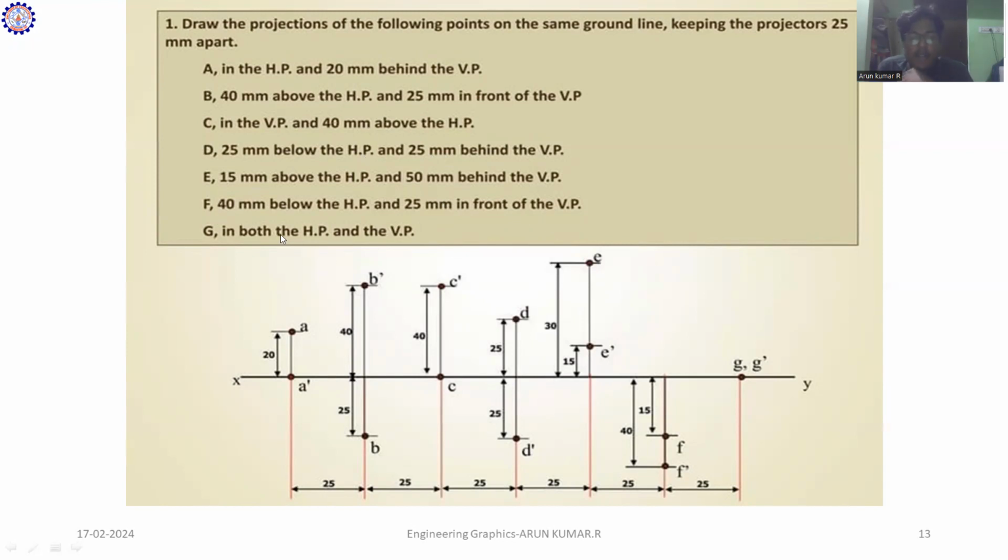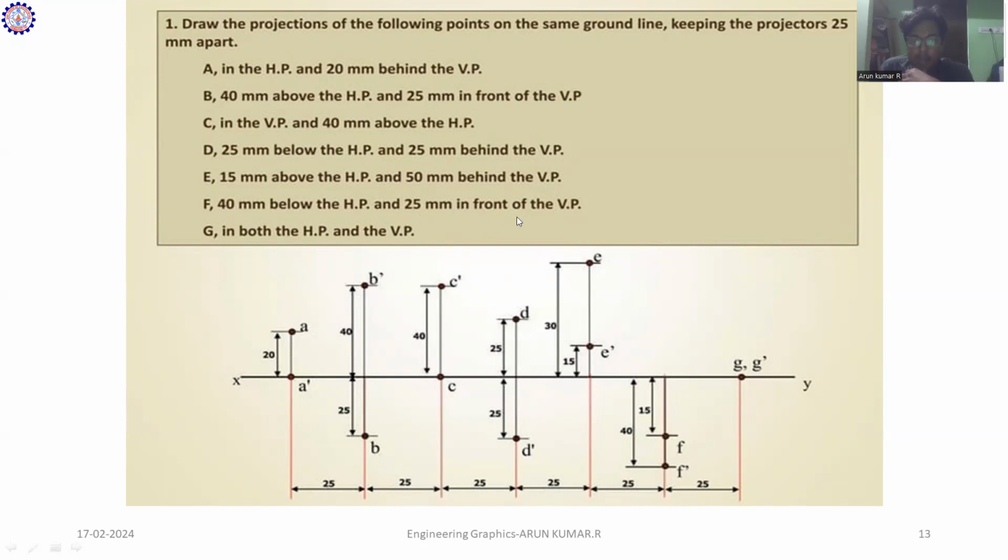The F point is 40 mm below HP and 25 mm in front of VP. Below and in front are the words we use for the fourth quadrant, which we discussed in the previous lecture series. Below and in front are the keywords. 40 mm below HP is measured from the reference line. You already drew the previous point, E. From the E point, you maintain the 25 mm distance. Then you draw 40 mm below HP and mark it as F dash.